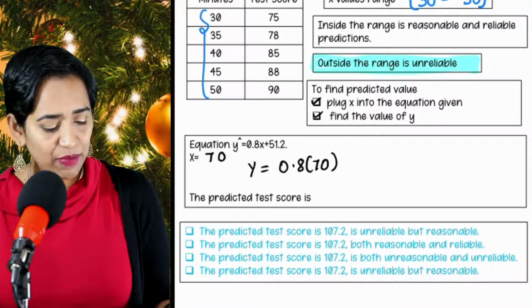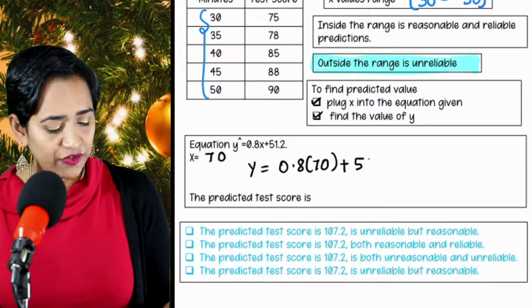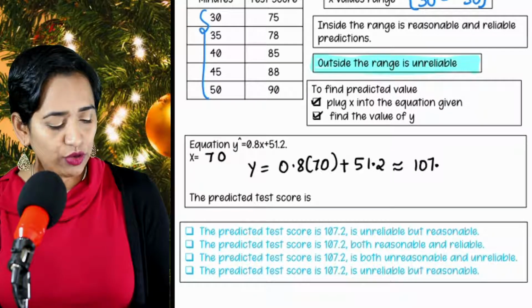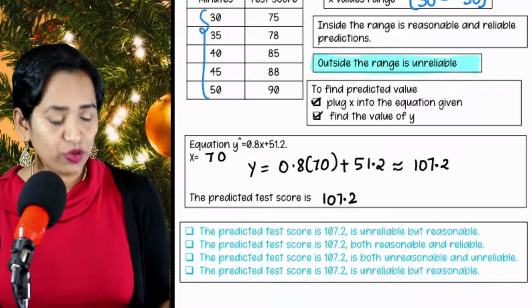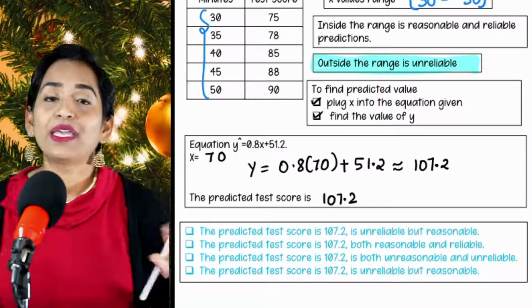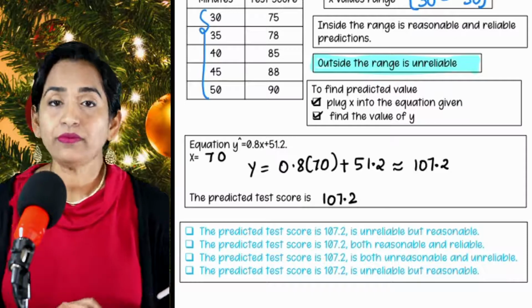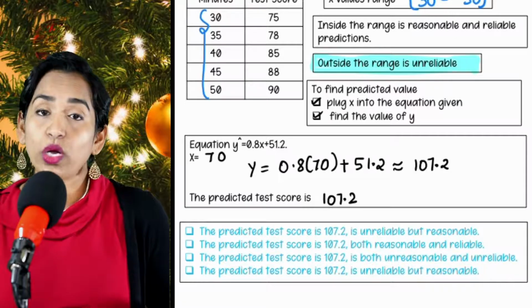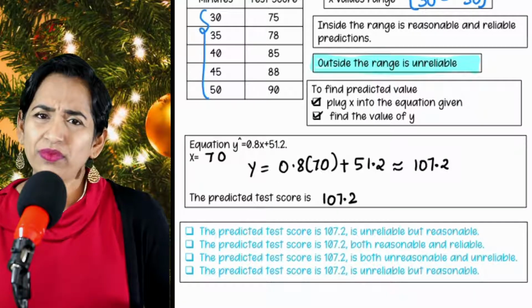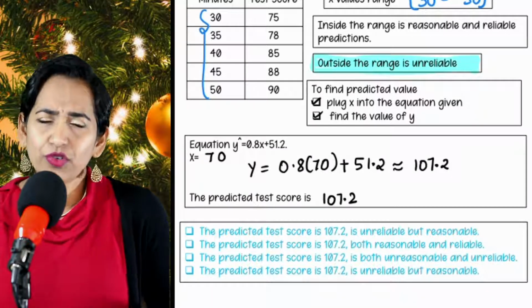Instead of x, I plug in 70 plus 51.2. I will get approximately 107.2. So my predicted test value is 107.2. Forget about stats. You take a test out of 100 points, you get 107.2. Is that reasonable? Of course not.